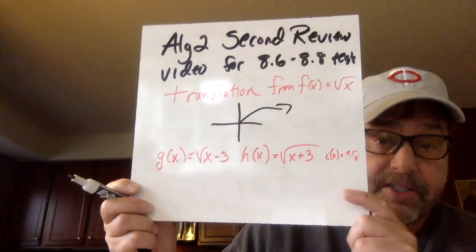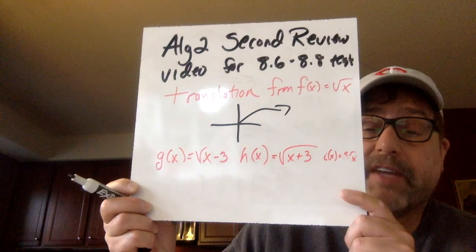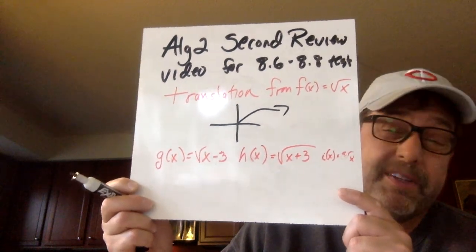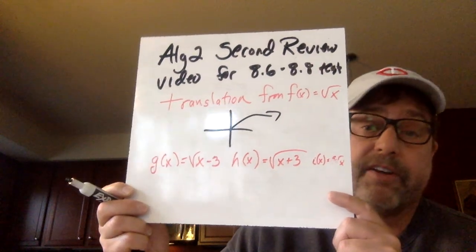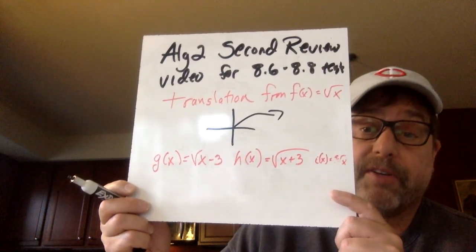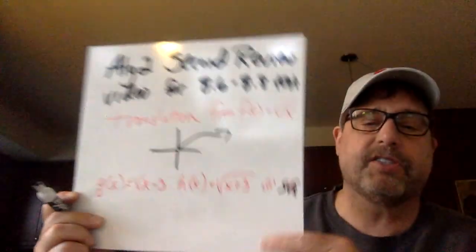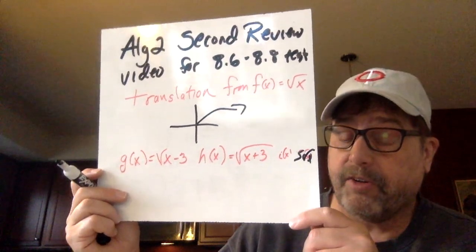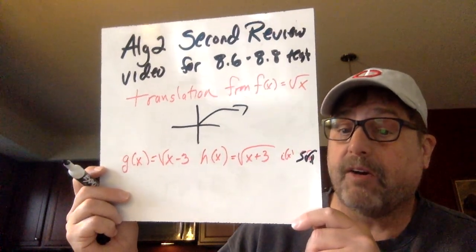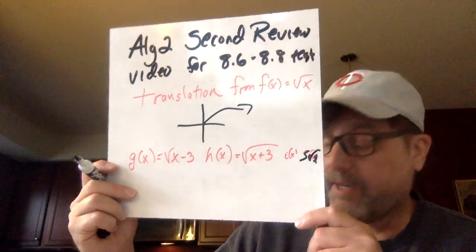h of x, that is inside, it does the opposite. Plus 3 would seem to make you say, hey, we're going 3 to the positive side to the right, but it is the opposite. You go 3 to the left. And I erased, maybe that said 5 root x, in which case that is outside, do what you're supposed to. Up and down, and when it's out front, that would stretch it by a factor of 5.